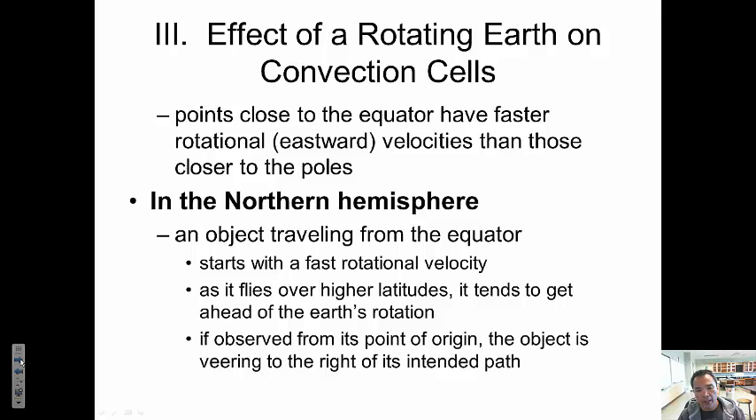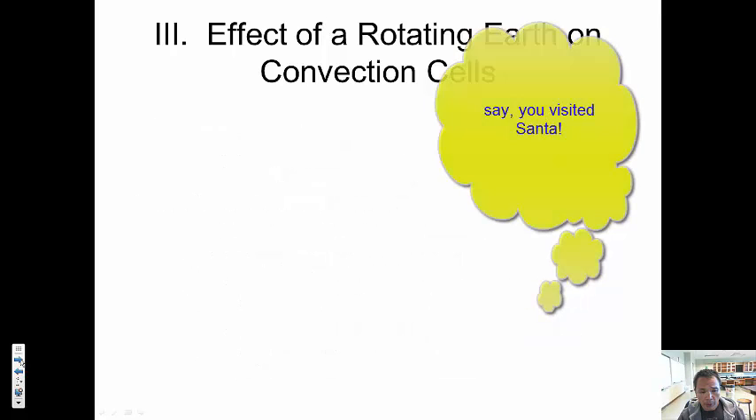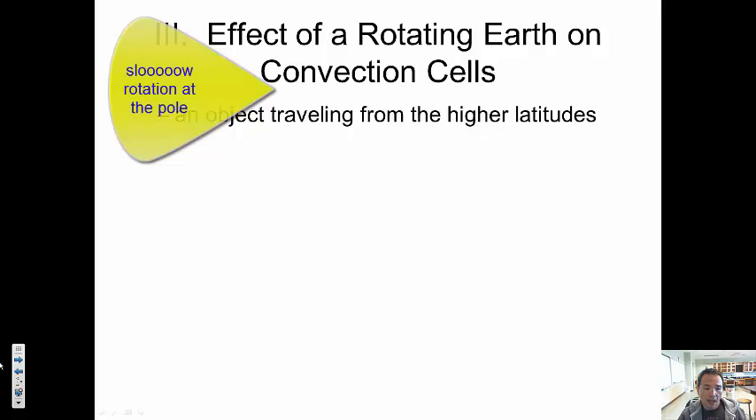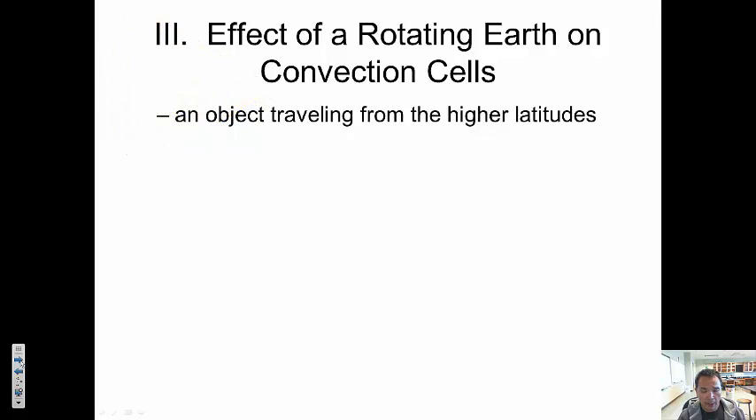Now, what if it was flying or moving from the pole towards the equator? Would we still see the same phenomenon? Well, yes, you also will, because of a very similar set of reasoning. Let's say we're coming in from the North Pole, higher latitudes, flying a plane or riding a strong wind with a kite, heading towards the equator.